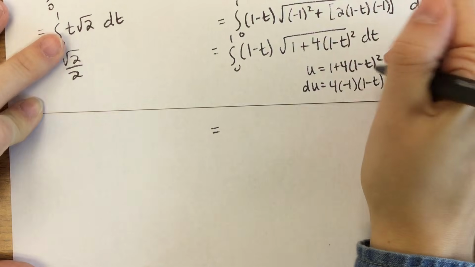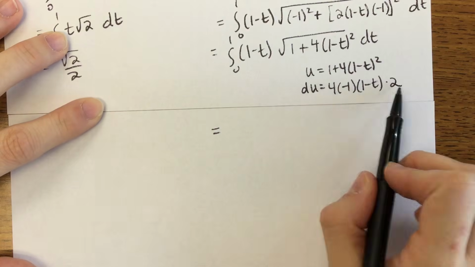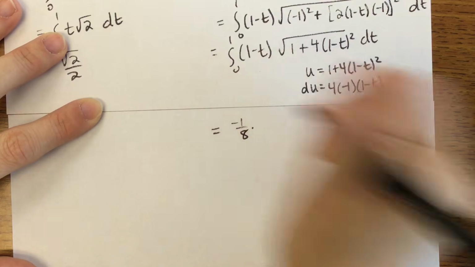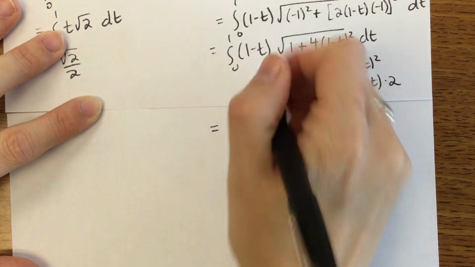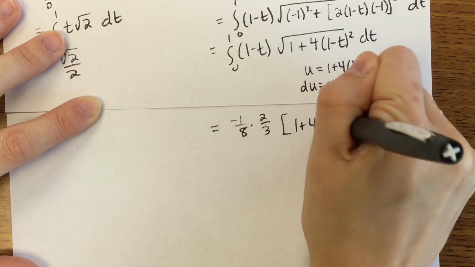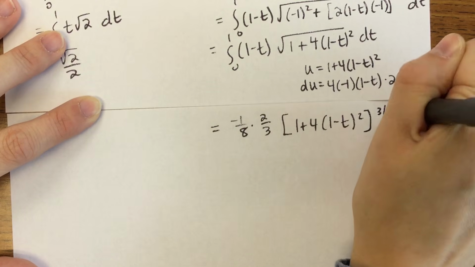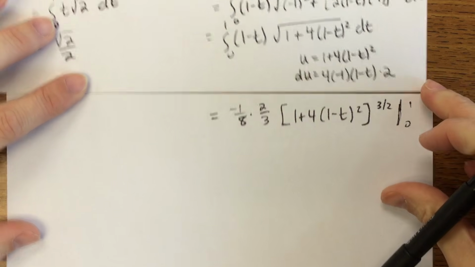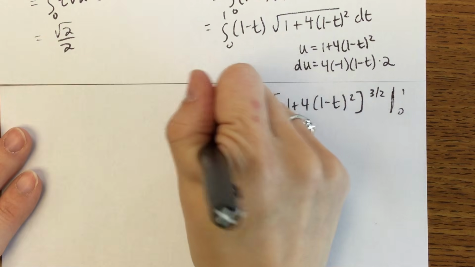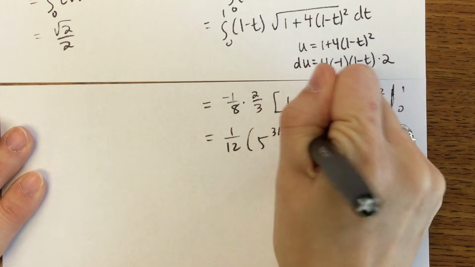Oh, I think I missed a 2 here from this 2. So here we should have had a negative 8, but we didn't. That gives us a negative 1/8. This will be to the power 3 over 2, which gives us a 2/3. And we have 1 plus 4 times 1 minus t squared to the power 3 over 2 from 0 to 1. Which ends up simplifying to 1/12, 5 to the power 3 over 2 minus 1.